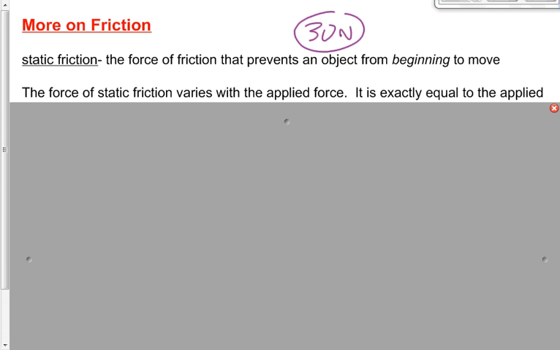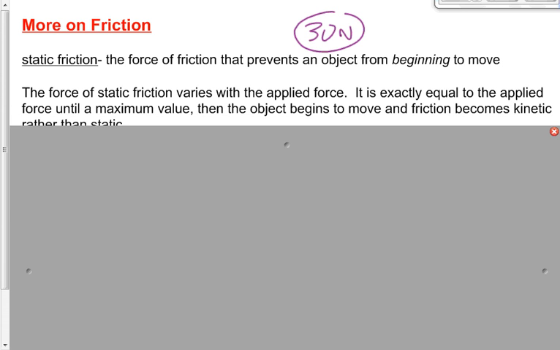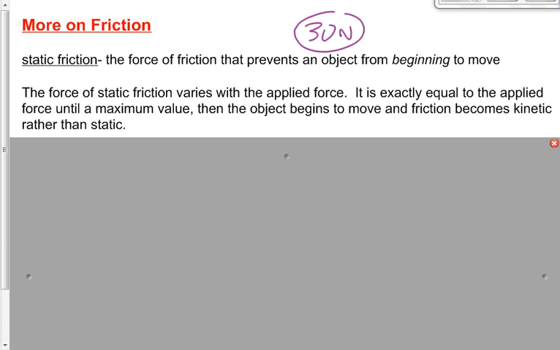If I push on Leah's desk with a force of 31 newtons, what happens? Well, the maximum static friction was 30. What happens? The desk now moves, right? If I push on it with a force that's higher than the maximum force of static friction, the desk will move. So, however hard I push is equal to the value of static friction, unless I push harder than the maximum possible value. And then the desk moves, and now we don't have static friction, now we have kinetic friction.